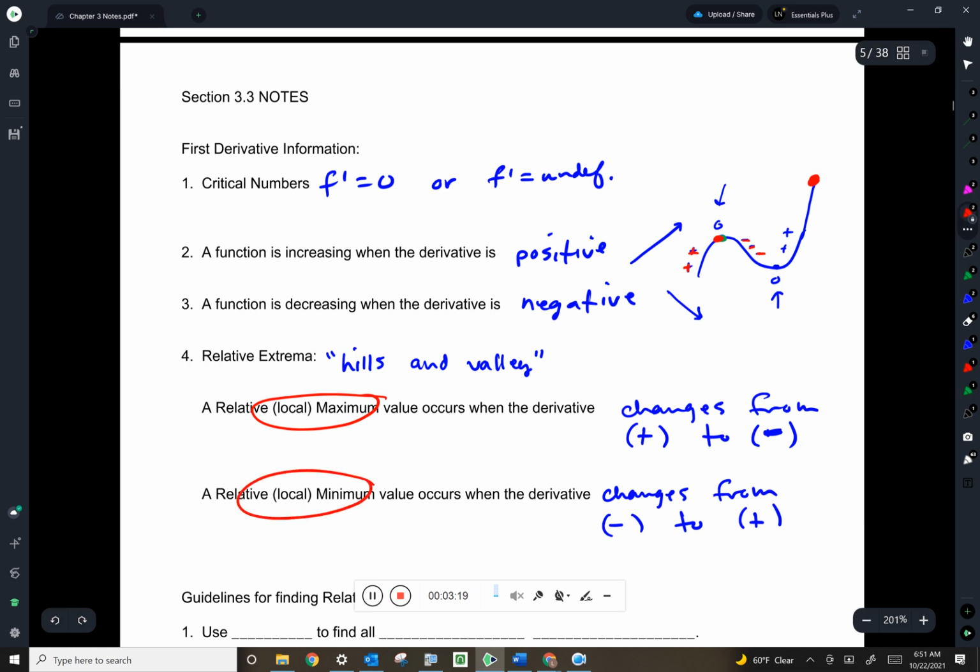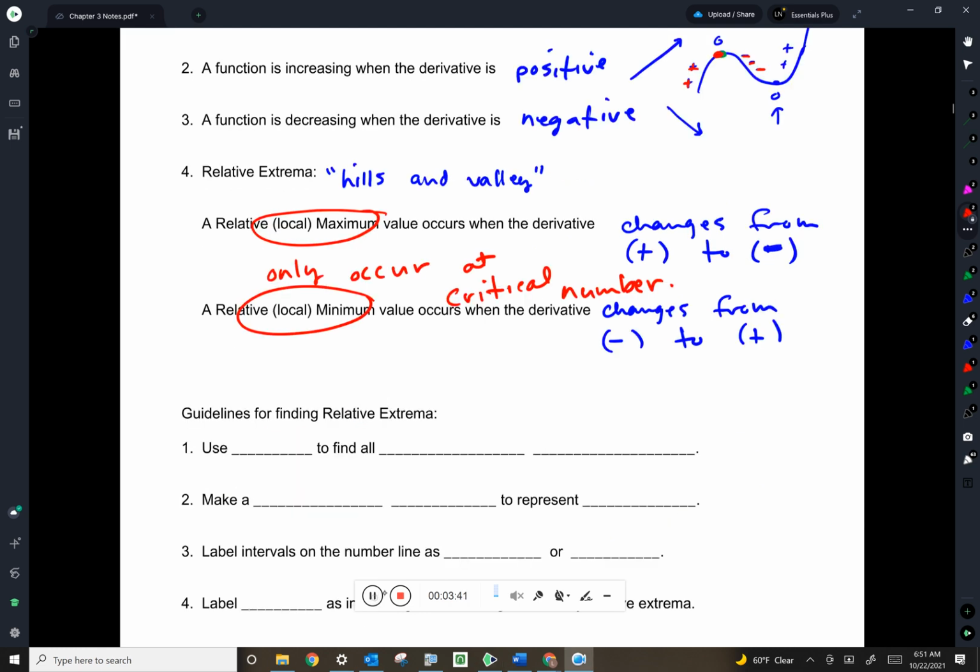Now, if we wanted to get more specific, we could say that these relative max and relative min only occur at critical numbers. And the reason I'm making a point about this is because that's in contrast to the absolute max and min, which could occur at the critical numbers and the endpoints.